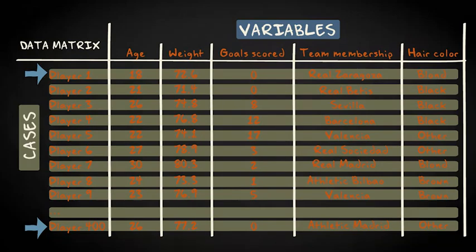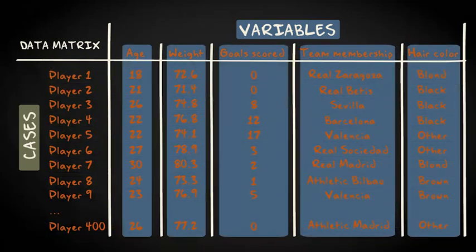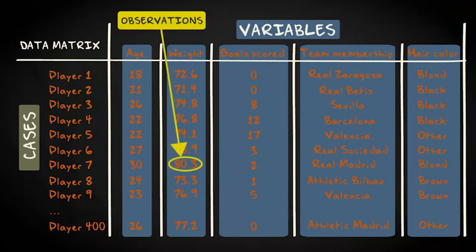The variables are displayed in the columns. We have, as you can see, 5 variables: age, weight, goals scored, team membership, and hair color. The values that are displayed in the cells of this table are usually called observations. 80.3 here means that player 7 weighs 80.3 kilograms. The value 8 here means that player 3 has scored 8 goals.